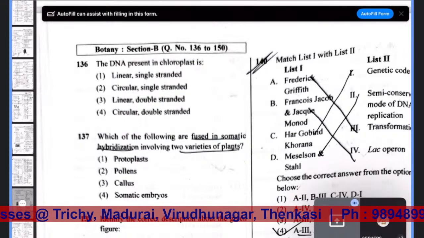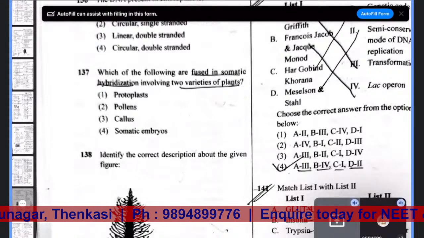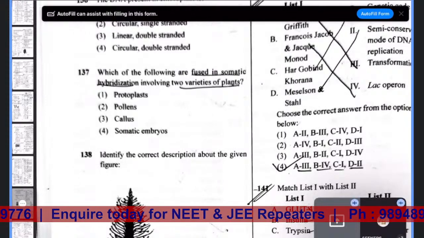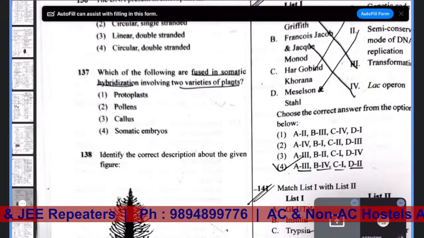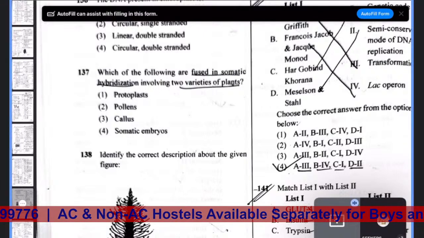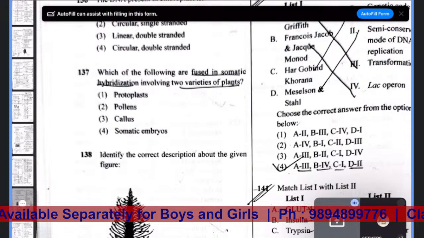Then question number 137, which of the following are fused in somatic hybridization involving two varieties of plants? Actually, the protoplasmic fusion will occur, right? So for question number 137, option 1 is the answer. And you can simply eliminate all other three options. Pollen, totally unrelated. Callus is not related. Somatic embryo. So the answer is option 1.